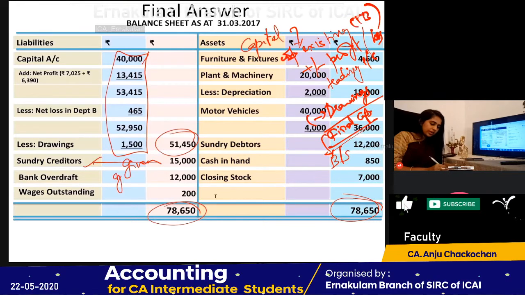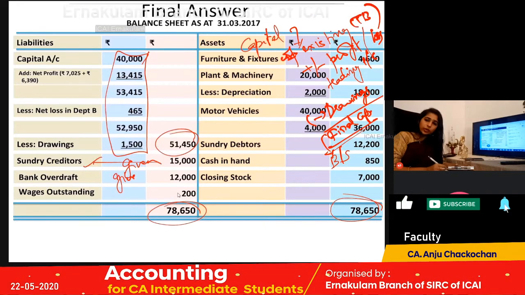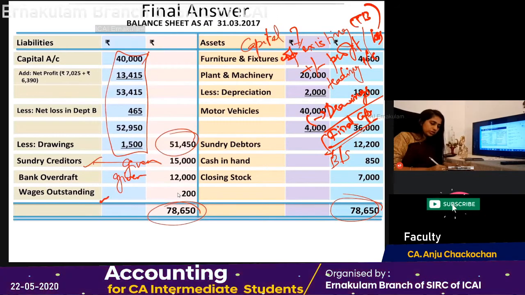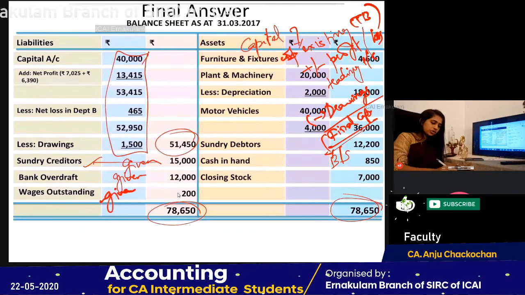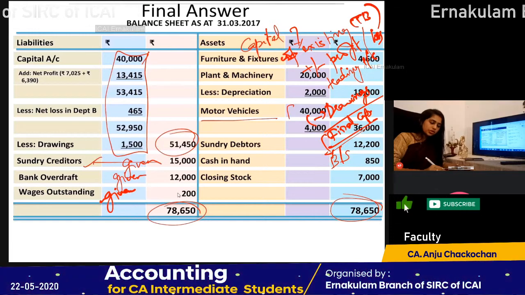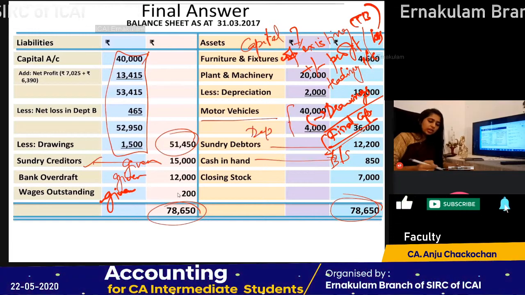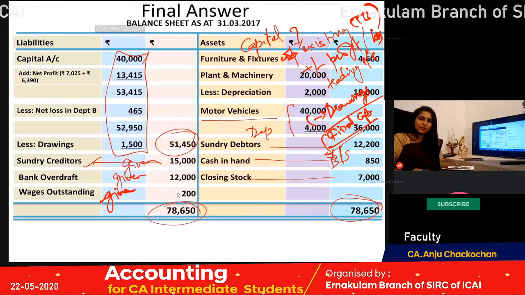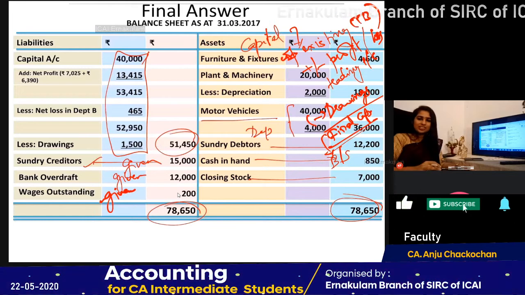Bank OD is given. Wages outstanding, we have the additional information given, so this is given in the question. Furniture and fixtures is given. From plant and machinery, you just have to reduce the depreciation. Even from motor vehicles, you just have to reduce the depreciation. Debtors, cash in hand, and closing stock, all these three figures are again provided in the question. So this is how we do the balance sheet of it.